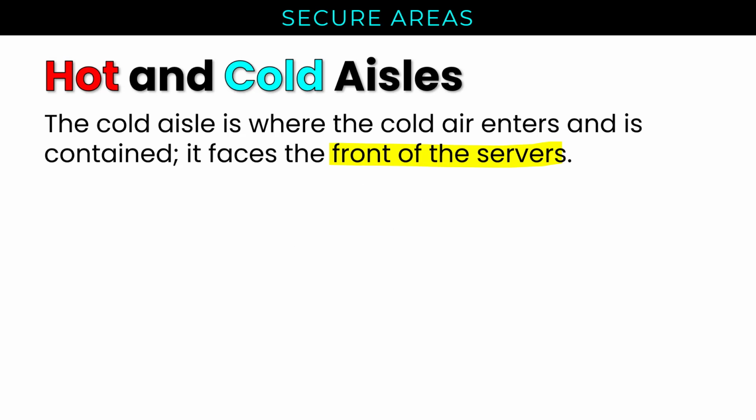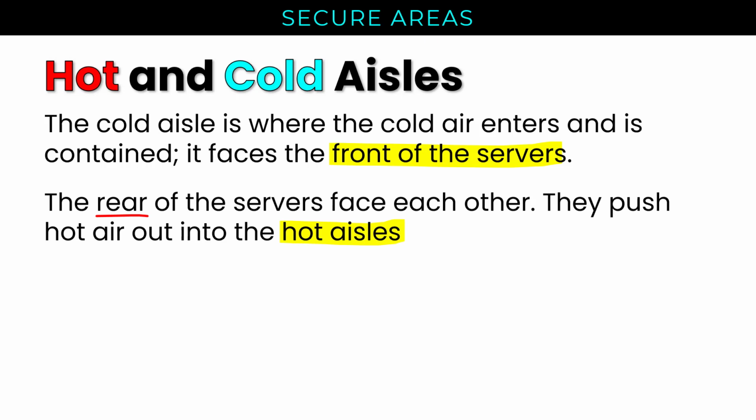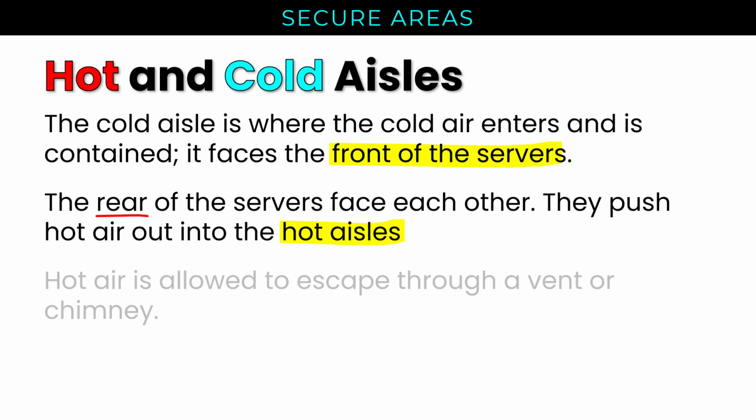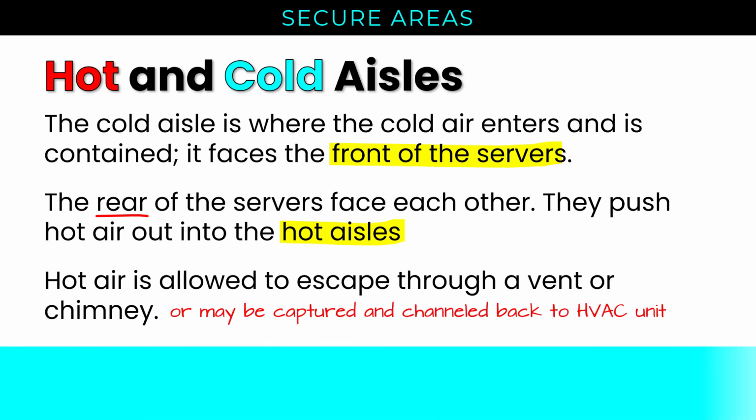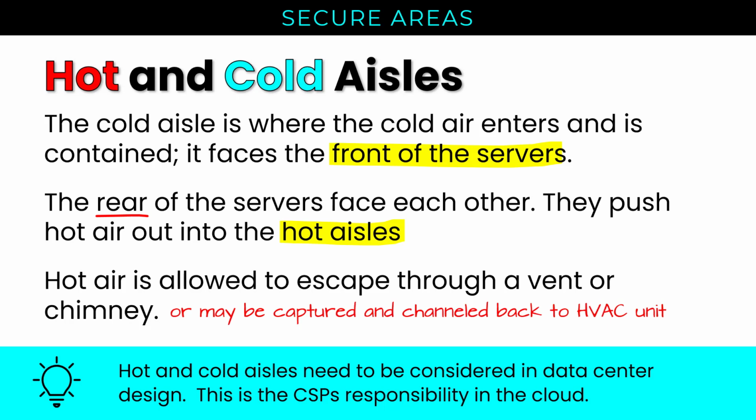Hot and cold aisles. So the cold aisle is where the cold air enters and is contained. It faces the front of the servers, the rear of the servers face each other, and they push hot air out into the hot aisles. Hot air is allowed to escape through a vent or a chimney, or may be captured and channeled back to the HVAC unit, depending on the configuration. Hot and cold aisles need to be considered in data center design. This is the CSP's responsibility in the cloud, but if it's your data center, it's your problem.